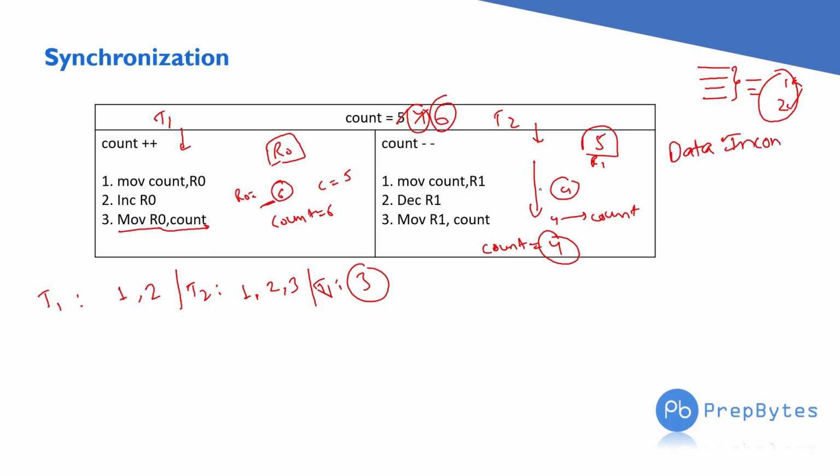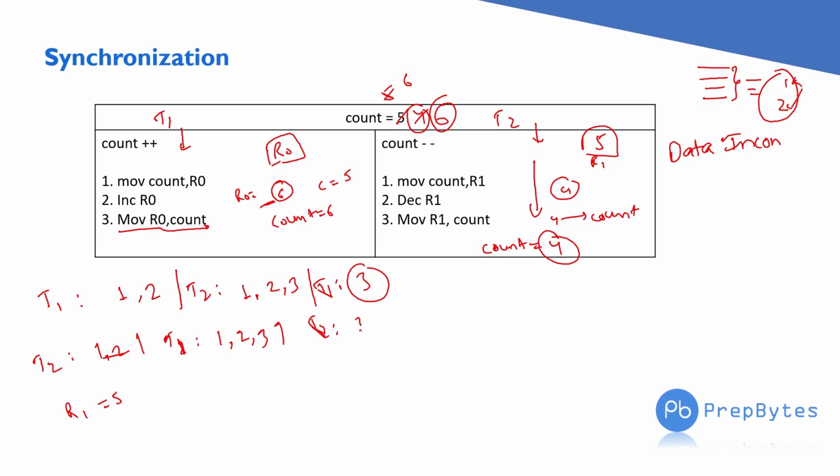Now let's see one more scenario. Let's begin from the start. The count value is 5. Suppose T1 gets the first and second steps, so R0 will contain the value 5 and then be incremented to 6. Now T2 gets all the 3 steps, so the count value becomes 4, it decrements.